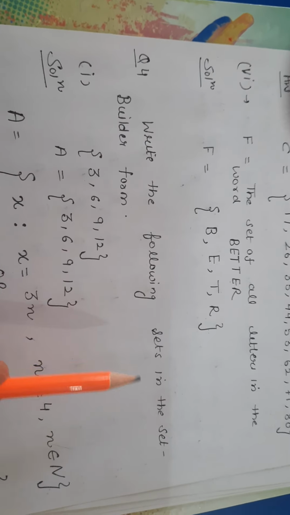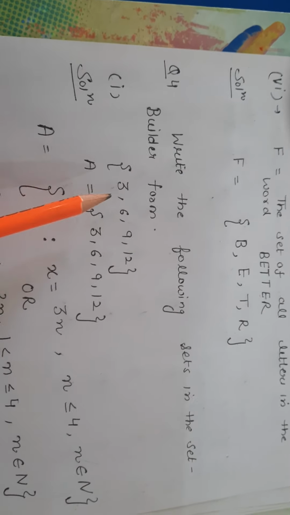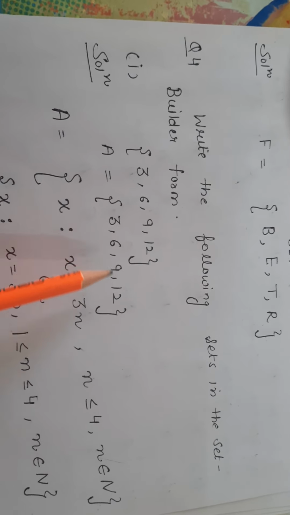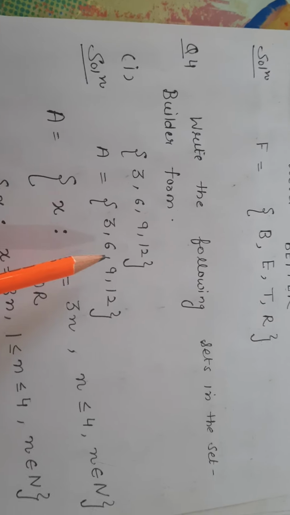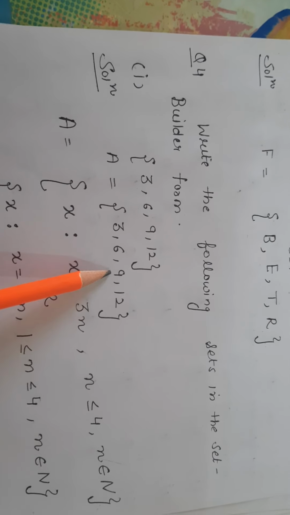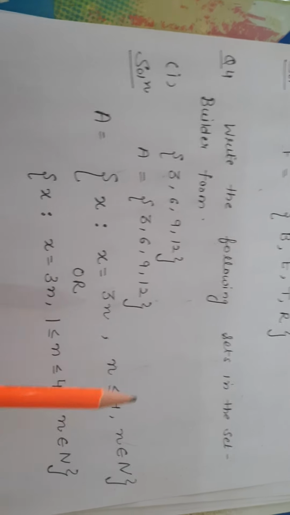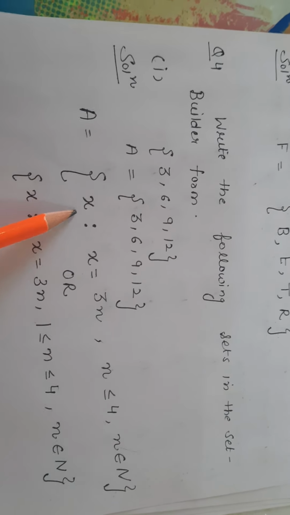Write the following set in set builder form. 3, 6, 9, 12. Look here, these are multiples of 3. This is 3 into 1. This is 3 into 2. 3 into 3. 3 into 4. So, I'll write the curly bracket, set of those x such that.